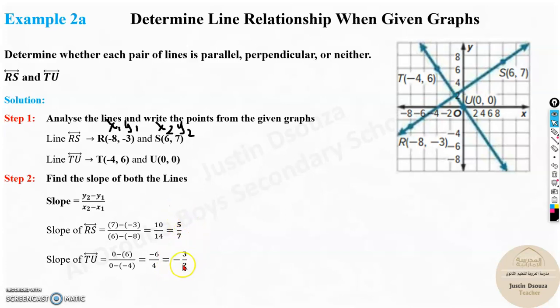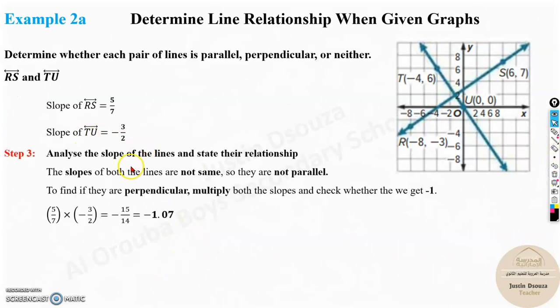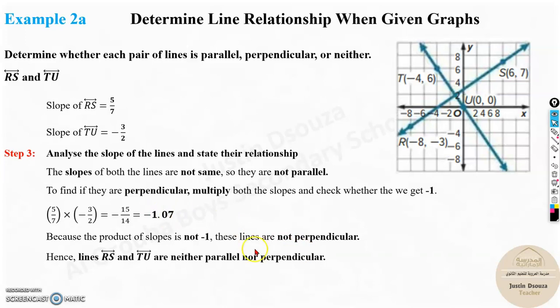It's not over. Now you need to multiply both slopes. You got the slopes, multiply them. When you multiply, you're getting the answer -1.07. This is not perpendicular. If it was to be perpendicular, you had to get exactly -1. But this is not -1, it's -1.07. So they're not perpendicular. So they're neither. Basically, they're neither parallel nor perpendicular.